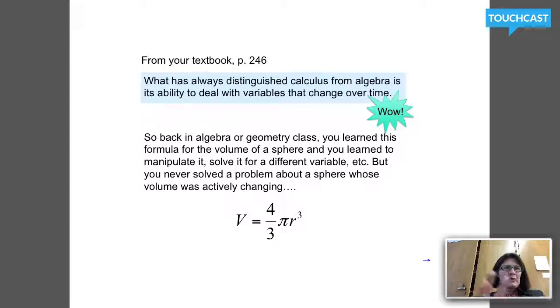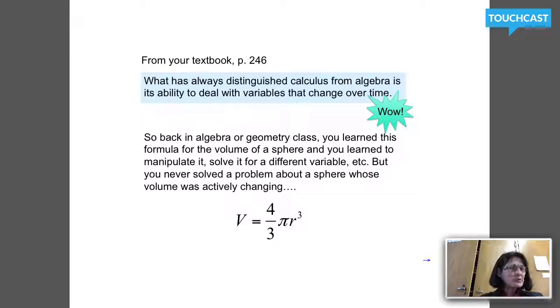So there's a line in your textbook here on page 246 that I think every calculus student, every first-year calculus student should read and think about, because it's a big deal. It's going to blow your mind open here. The difference between calculus and any other math you've done.